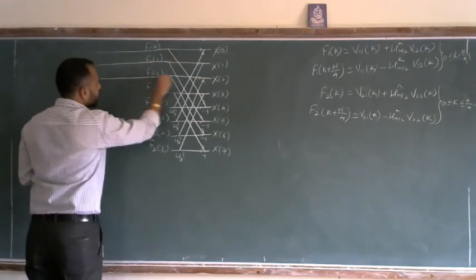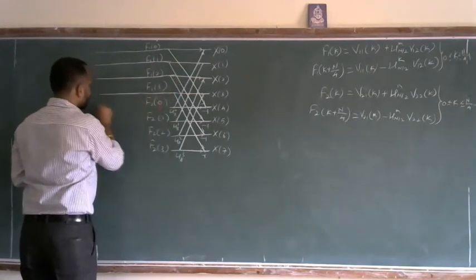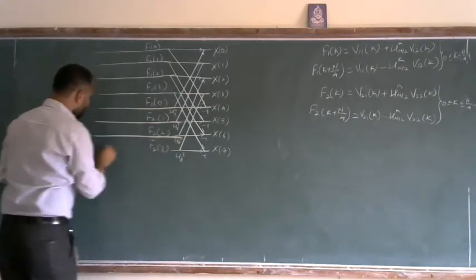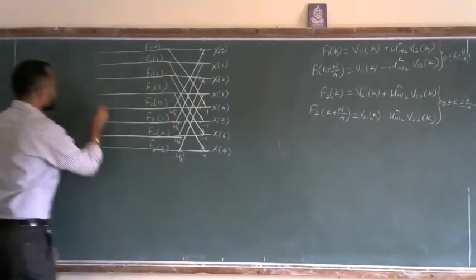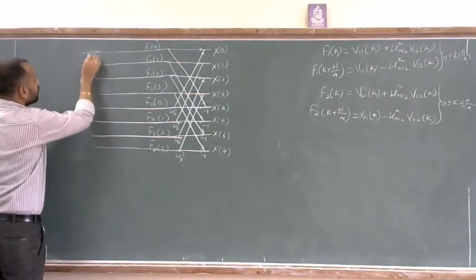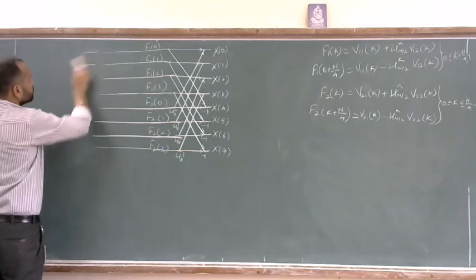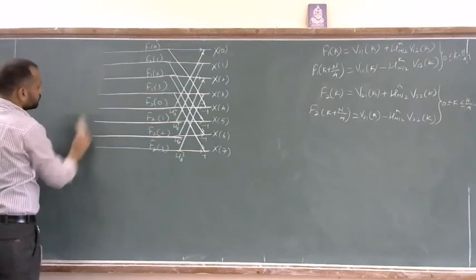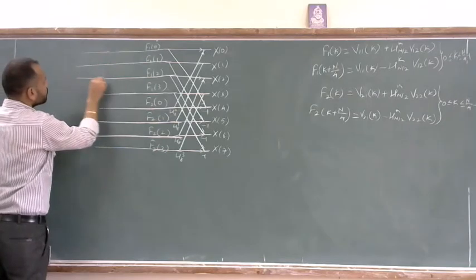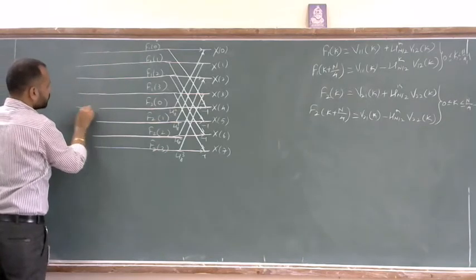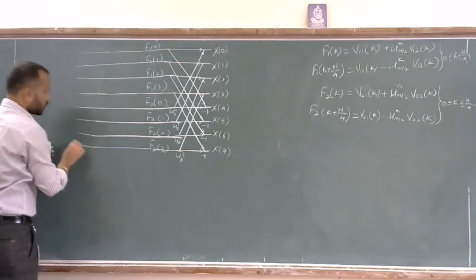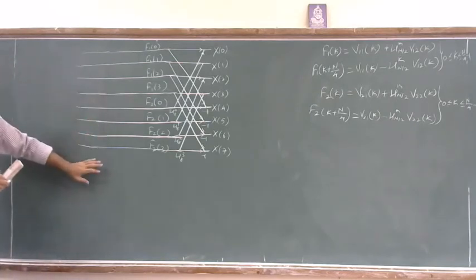So I will extend these lines to represent the input-output relation. Okay. Is this visible?